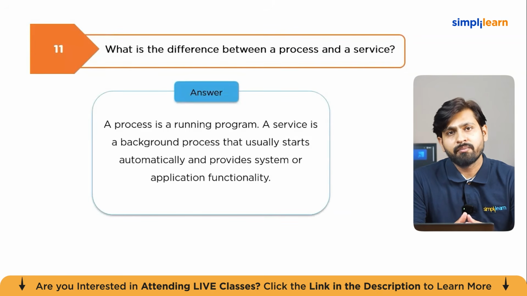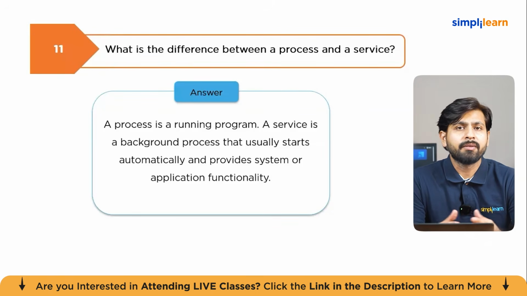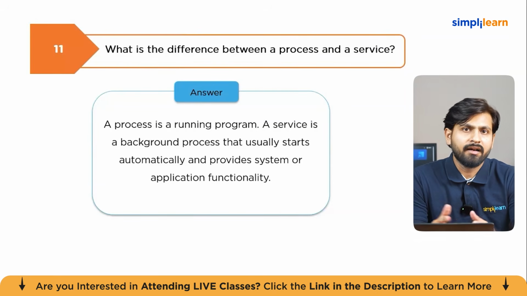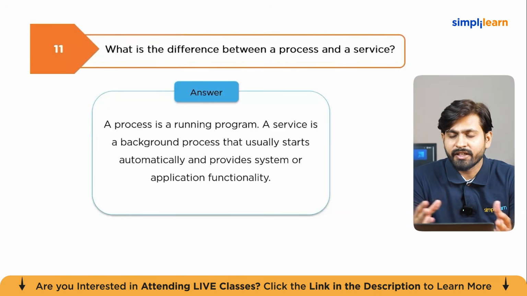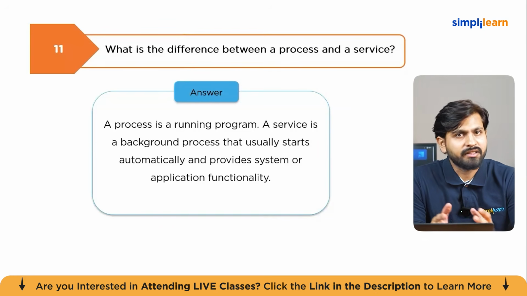A process is a running program, and a service is a background process that usually starts automatically and provides system or application level functionality. For example, if you have opened a text editor in your operating system, that is a process. And for services, you can think of something like TCP/IP, internet services. So that's the difference between a process and a service.